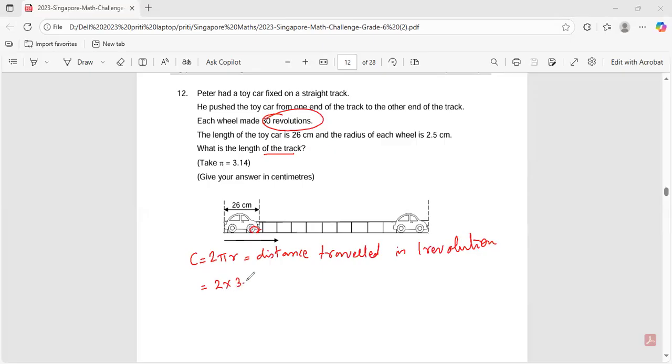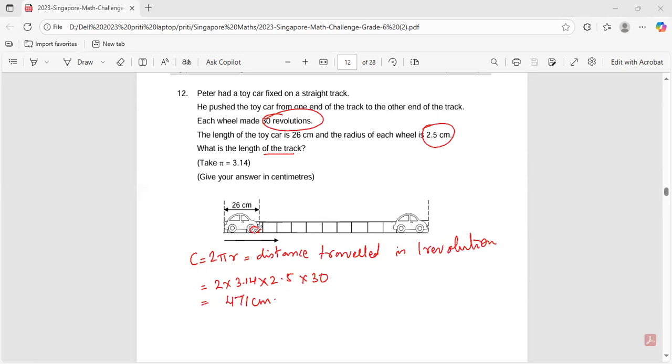So 2 into 3.14, radius is given to be 2.5 and it has made 30 revolutions. So what is the distance traveled? This is 2.5 into 2, which is 5. 5 into 30, which is 150. We do 150 into 3.14, which is 471 centimeters.